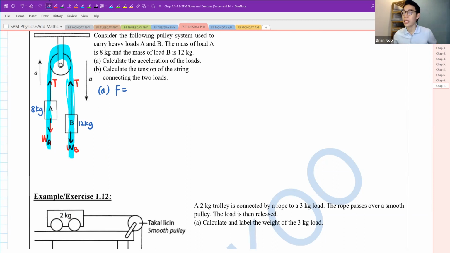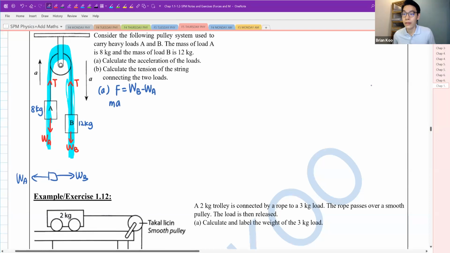So in this case, WB, that's good. WB, the stronger one, will minus WA because the load A is trying to slow it down. Therefore, strong force minus the weaker force. Okay, it's like if you open it up, you have WB and WA like that fighting against each other. Both also pulling and both also fighting against each other, and WB is the stronger one. Okay, so big force minus small force. What is resultant force? MA.